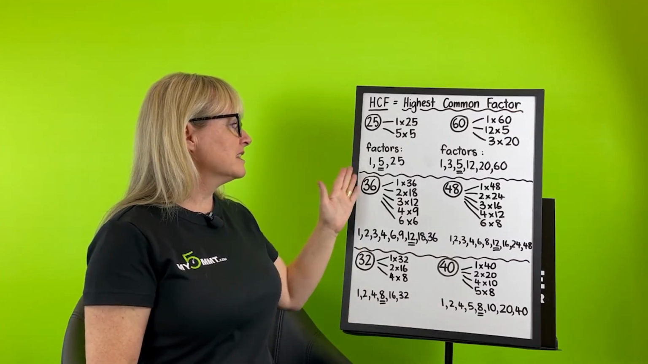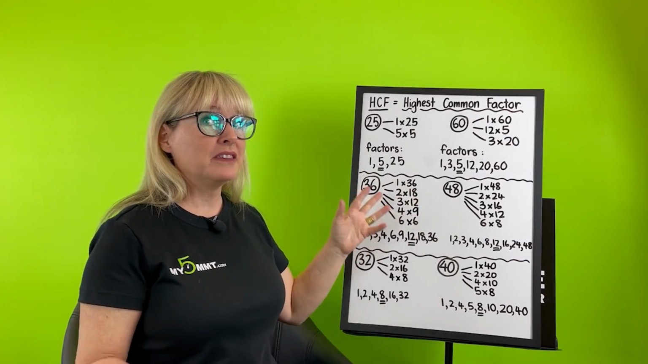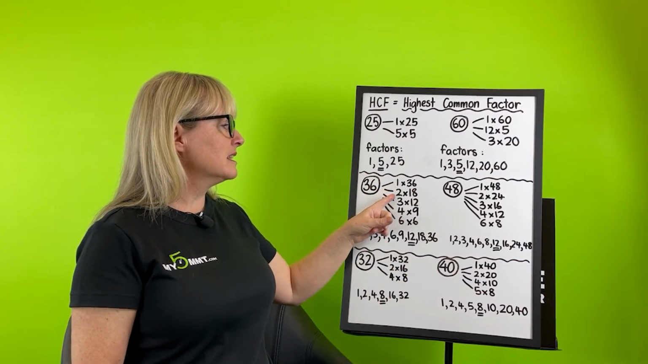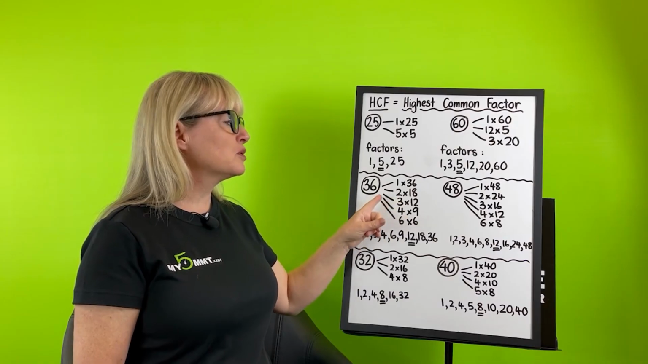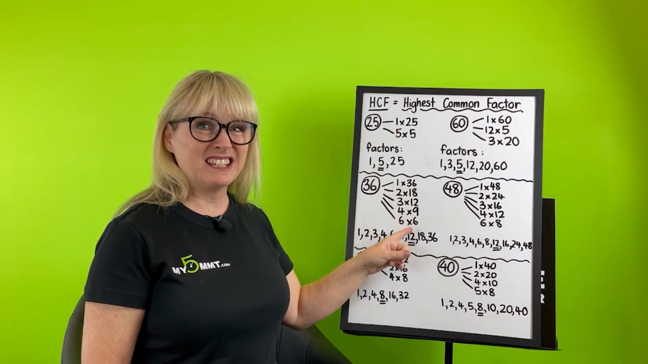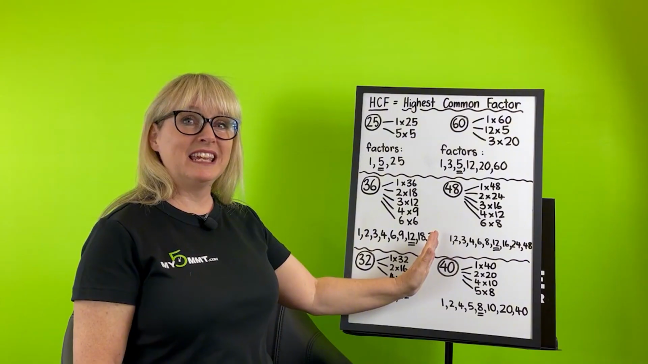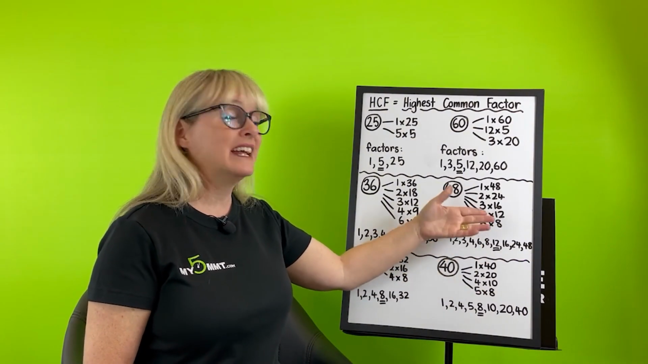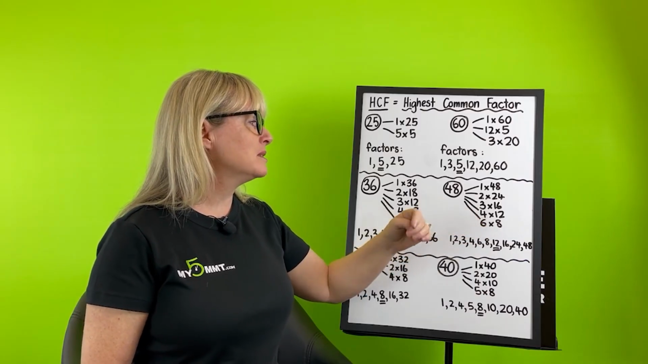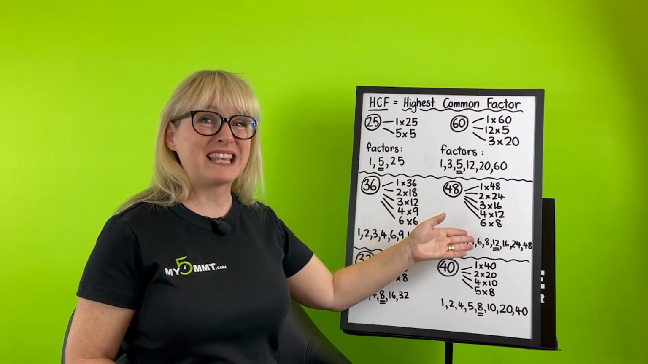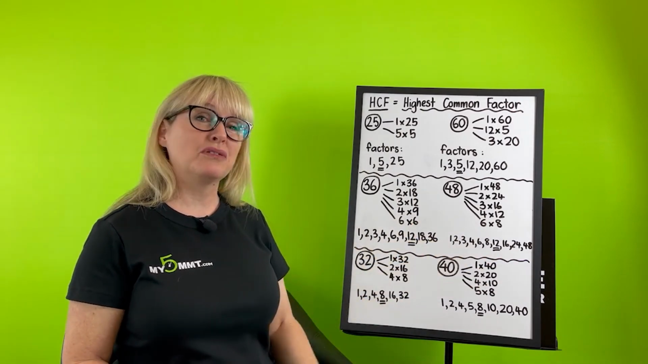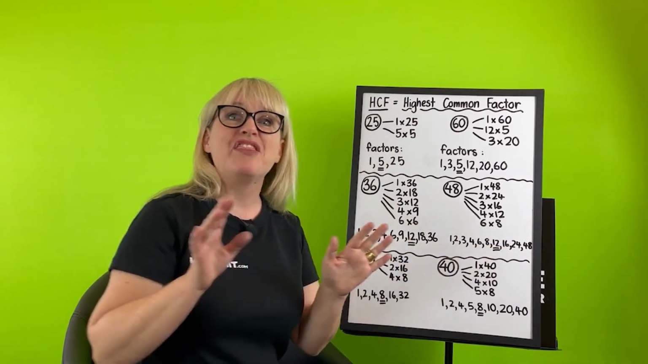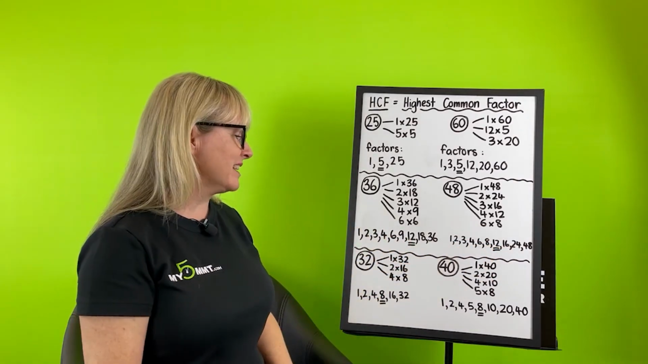So 36 and 48. What's the highest common factor? Well, we've got 1 times 36, 2 times 18, 3 times 12, 4 times 9 and 6 times 6. That's my factors here in order. And 48's got these numbers: 1 times 48, 2 times 24, 3 times 16, 4 times 12, 6 times 8, and that's those numbers in order. I go towards the end and go back until I find one that's common, the highest common factor.